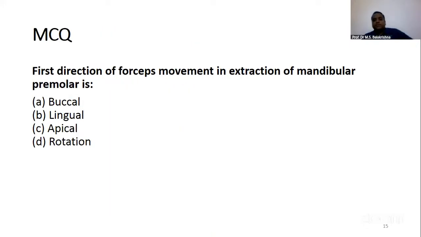Next question. The first direction of forceps movement in extraction of a mandibular premolar. Okay, so this first direction is extremely important. You have got the normal extraction methods: apical, buccal, lingual. In any extraction, the first movement has to be apical.